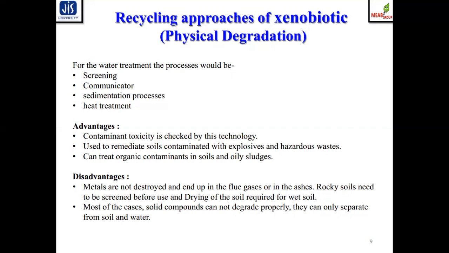Whereas it also has certain disadvantages, like metals are not destroyed by this approach, and it ends up with flue gases and ashes. Rocky soil needs to be screened before use, and drying is required for wet soil. In most of these cases, solid compounds cannot be degraded properly. They can only be segregated from the soil and water.